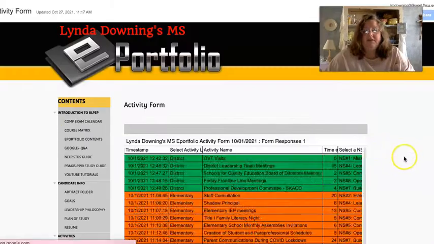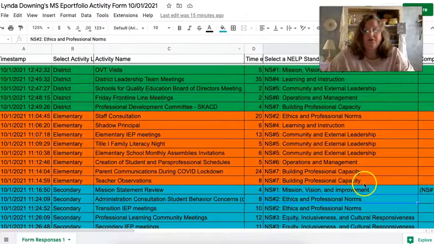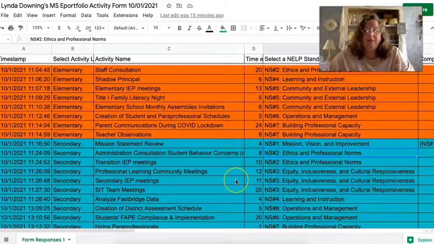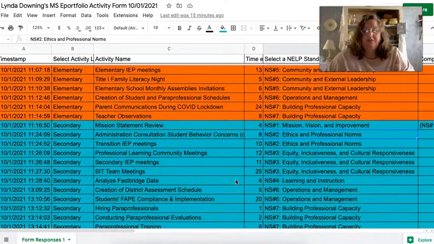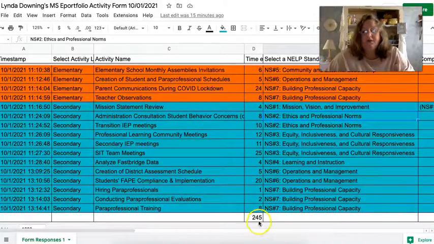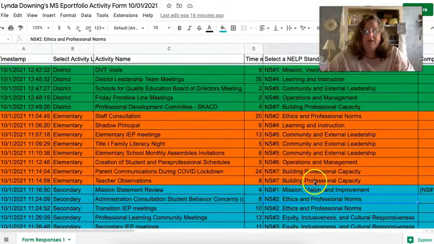Here's my activity form. I'm going to switch to another page that shows it a little larger. This is my activity form. You can see that I went ahead and divided each of the various components for the activity form. Green is district, orange is elementary activities, and blue is secondary activities. As you can see, here are the numbers, and I have a total of 245 activity hours.